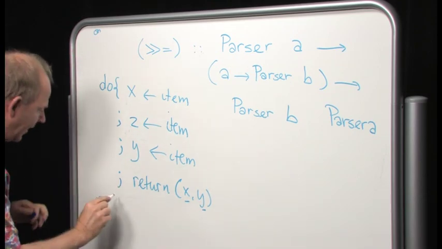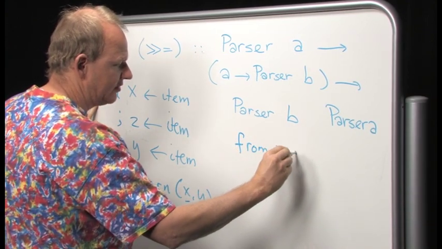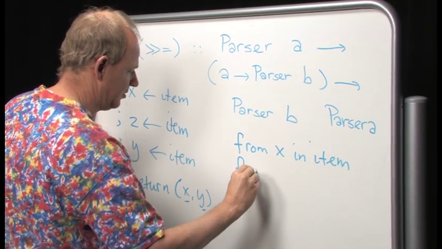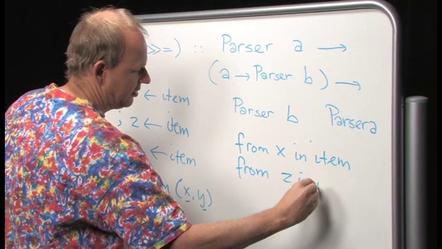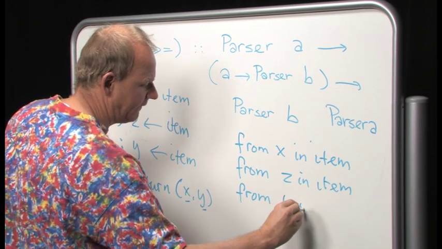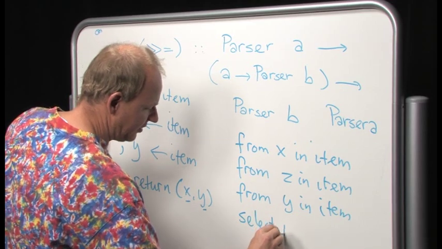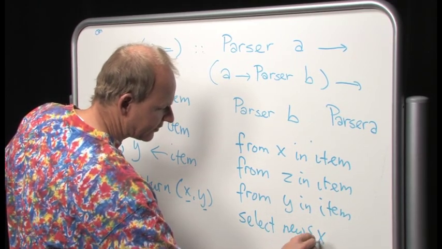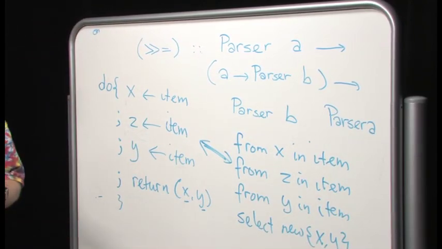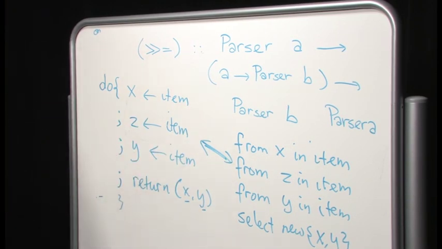In LINQ, we would write this like this. We would write from x in item, from z in item, from y in item, select new x comma y. So you see that LINQ is just another notation for monads that we have in Haskell.